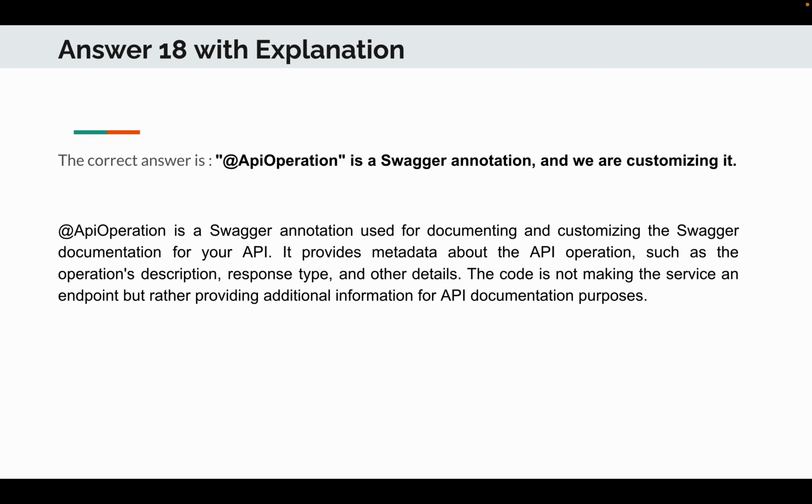@ApiOperation is a Swagger annotation used for documenting and customizing the Swagger documentation for your API. It provides metadata about the API operations such as the operation's description, response type, and other details. The code is not making the service an endpoint but rather providing additional information for API documentation purposes.